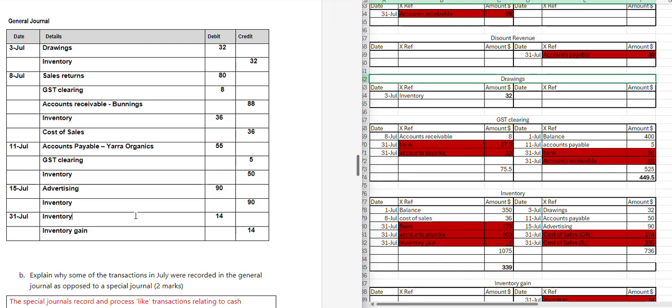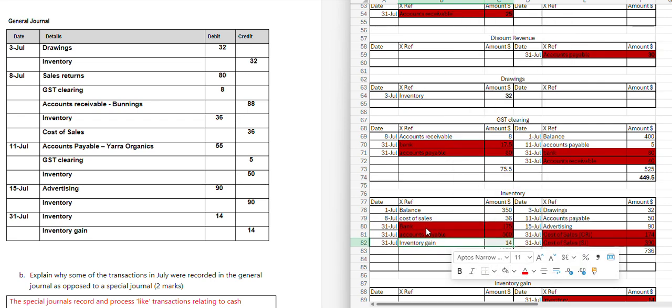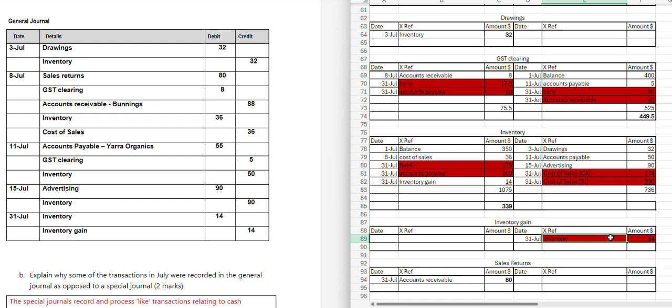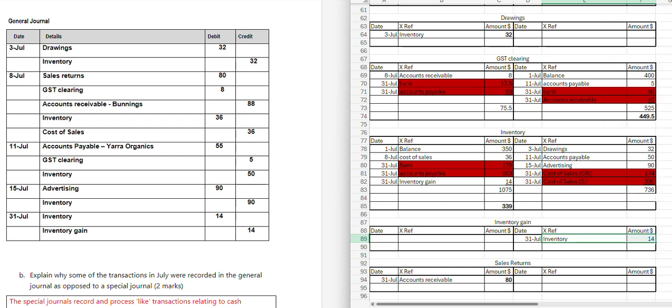Okay. Final one is we did a stock take and we had an inventory gain. So therefore we need to top up our inventory by $14, which I've done down here. I'll get to these other two a bit later. And we need to create an inventory gain account. Revenue going up is a credit, and we cross-reference that with inventory. So that's that for the GJ.